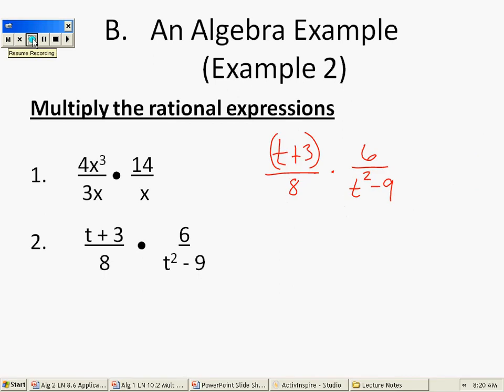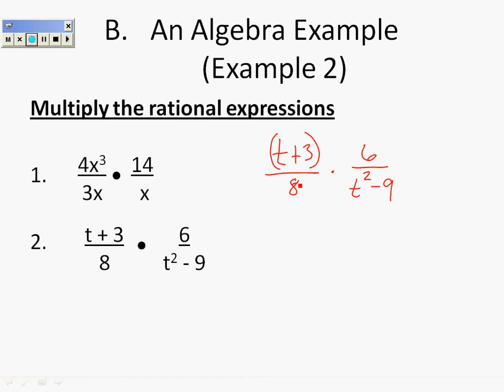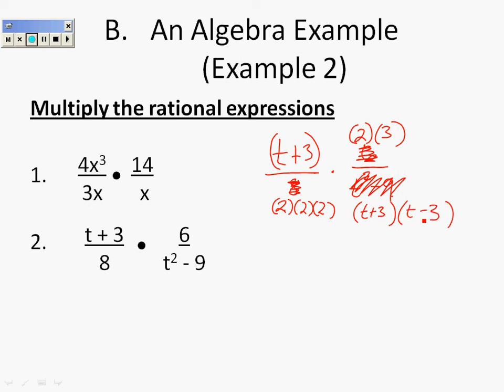All right, so as you guys can see, the top left cannot be factored, but the 8, if we did a factor tree, would become 2, 2, 2. The top right is a monomial, so we would just do a factor tree and we get 2 and 3. And the bottom right is a difference of squares. What would it be if I did the difference of squares? t plus 3 and t minus 3. Now we're ready to start crossing stuff off. It doesn't matter whether you want to do the top or the bottom. I'll do the top this time.